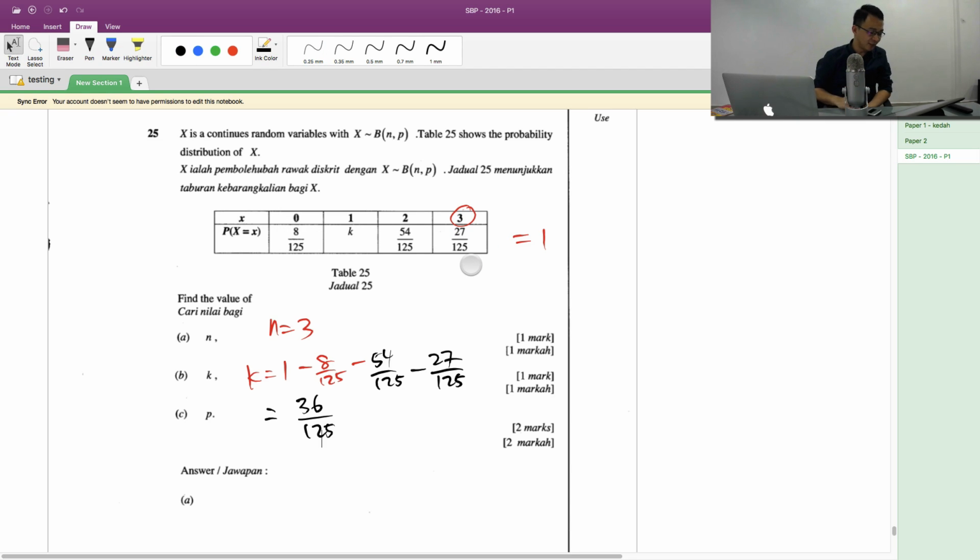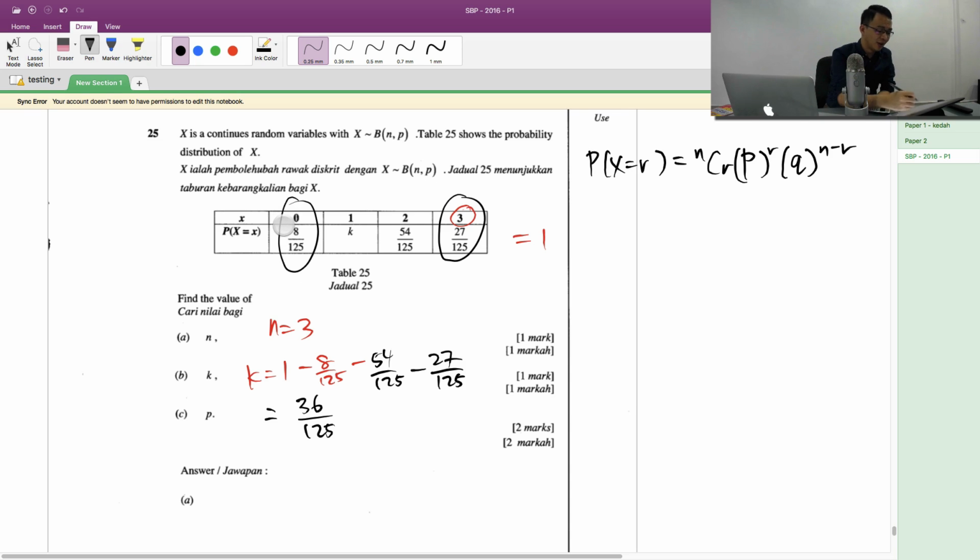Alright, the last thing is p. P is a bit hard here. In order to get p, I guess you have to use this formula: P(X = r) equals nCr, p to the power of r, and then q to the power of n minus r. In this case, you have to choose one of the combinations. You can choose the last one or the first one. Both are fine, and you get the same answer. So let's say I choose the first one.